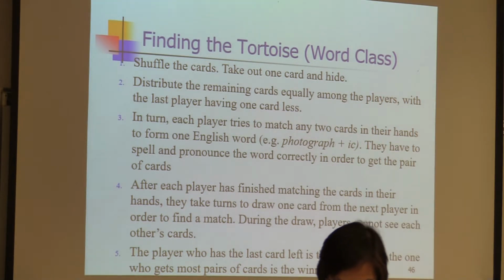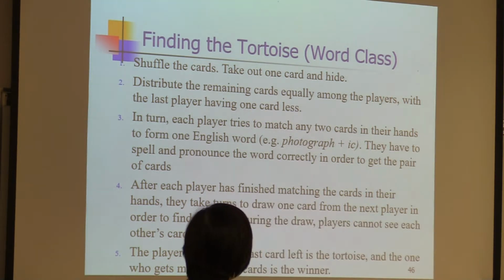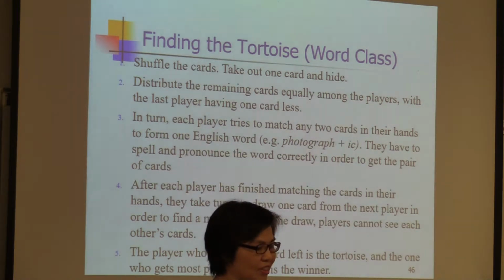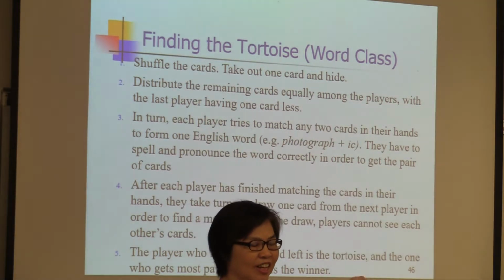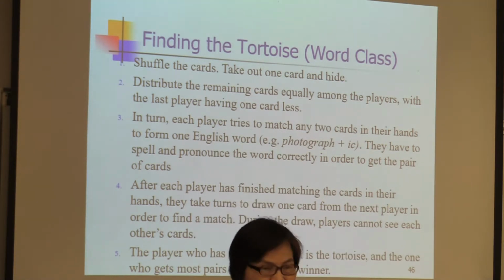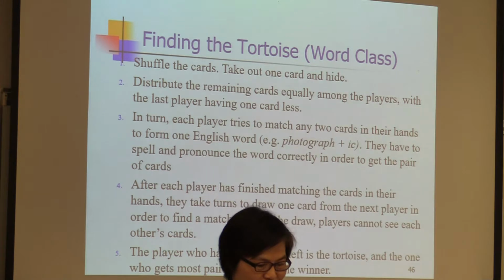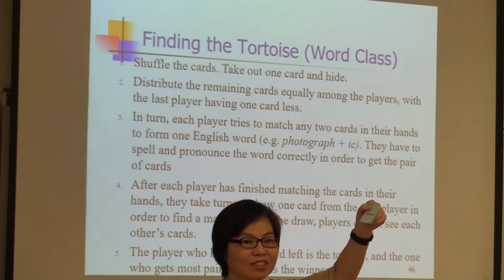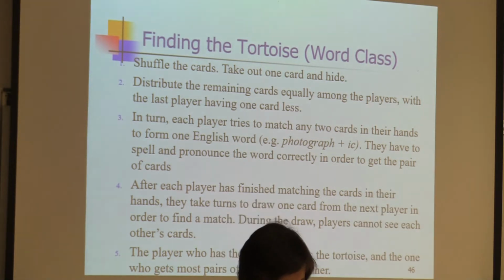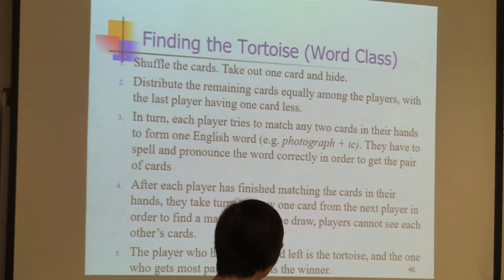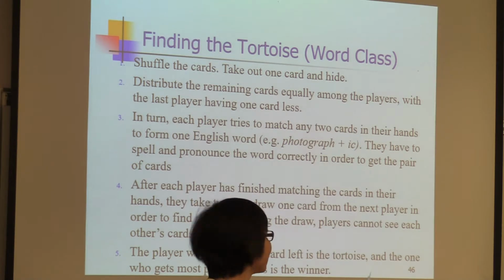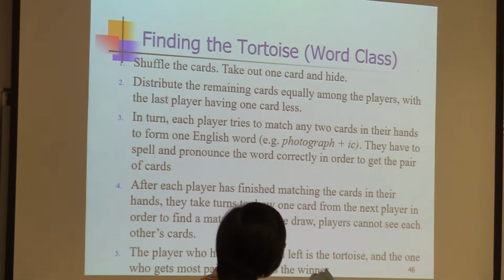Then, in turn, each player tries to match any 2 cards in their hand first. So let's say I have poison and O-U-S, poisonous, done, 1 pair. Poisonous, you agree? And then another one, let's say beauty and then beautiful. Agree? Yes, there is such a word, beautiful. Okay, so no more matching here. Then what do we have to do?